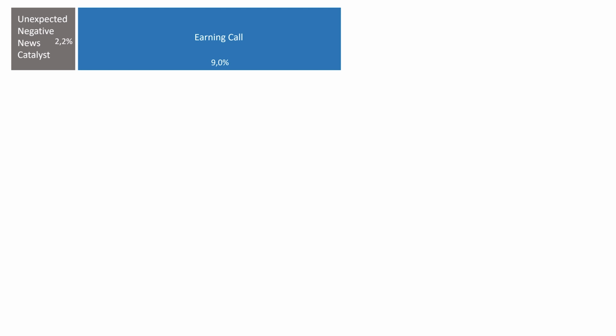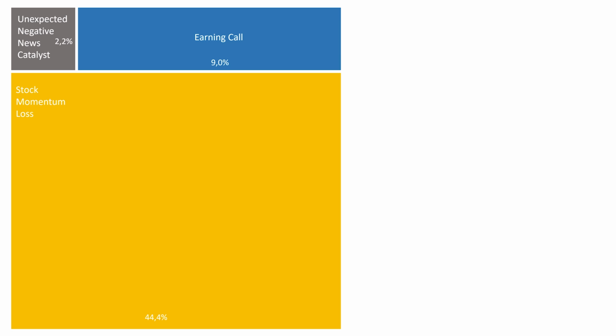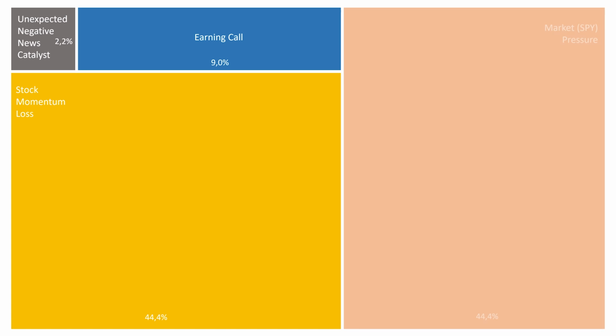In 9% of the cases, it's associated with an earning call that happened the day before or in pre-market on the day when the setup started to fail. Then in 44.4% of the cases, there was a stock momentum loss, and in 44.4% of the cases, it's related to market pressure that adds pressure on the individual ticker. More details on how these calculations were done will be shared a bit later in the presentation.